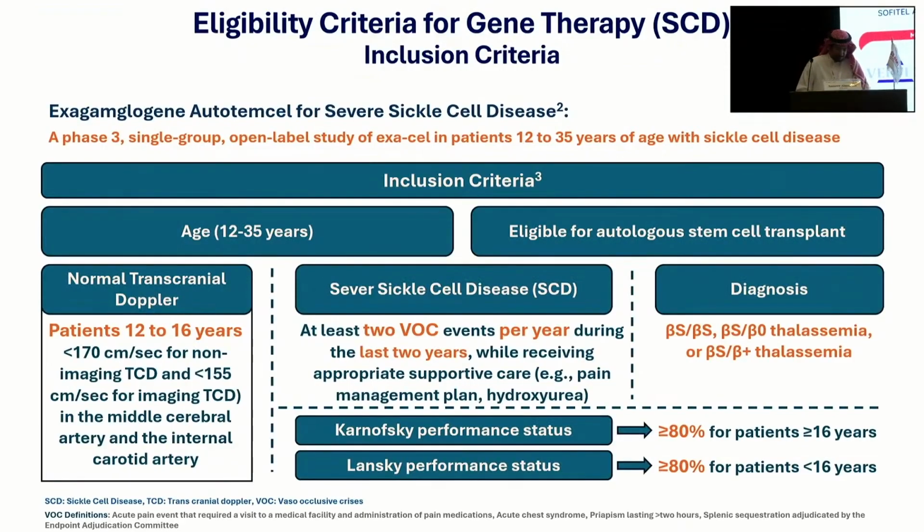This is the eligibility criteria. I want you to look at the age. The age is approved from 12 until 35 years, and the patient should be eligible for autologous transplant. The patient should have a normal transcranial Doppler. If the patient has a high transcranial Doppler, they will usually be excluded. The patient should have severe sickle cell disease, so at least 2 vaso-occlusive crises per year in the last 2 years. The patient should have beta S beta S, or beta S beta 0, or beta S beta plus. And of course, the patient should be fit for this therapy.